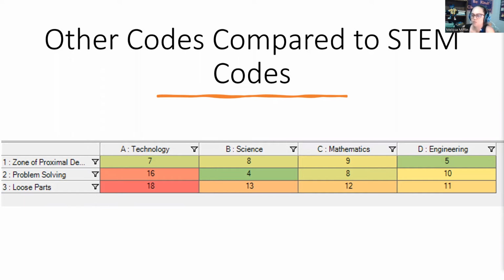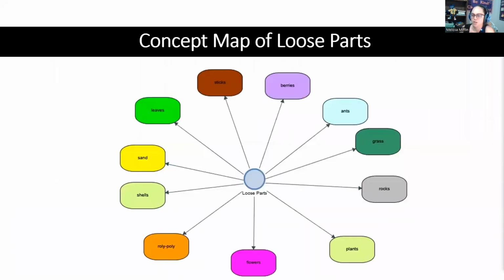The loose parts concentration brings me to wondering what types of loose parts were being used. And so I looked at the codes, and this is another concept map. If you were to click here, this would show all the codes for loose parts. And these were all the loose parts that were used in the observations. We have sticks, berries, ants, grass, rocks, plants, flowers, roly-polies, shells, sand, leaves, and that's it.